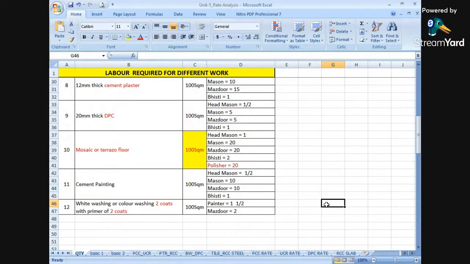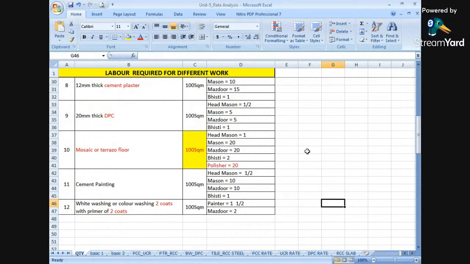So these are the logical ways, or these are the thumb rules which have been mentioned in IS 1200, while calculating a particular item of work. ठीक है ना? So how many mazdoors are required to carry out this particular type of work, or how many masons are required, or how many bistis or head masons are required? Now, these things are very, very important while finding out the rate analysis of a particular type of work. Okay. So we have seen all these things.